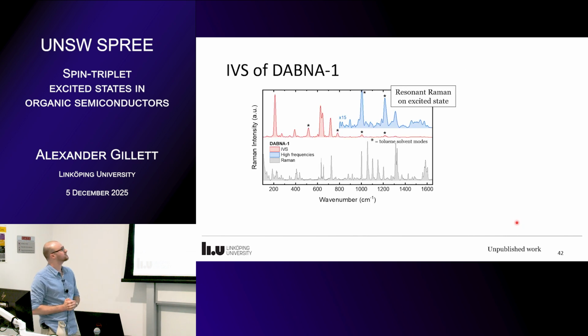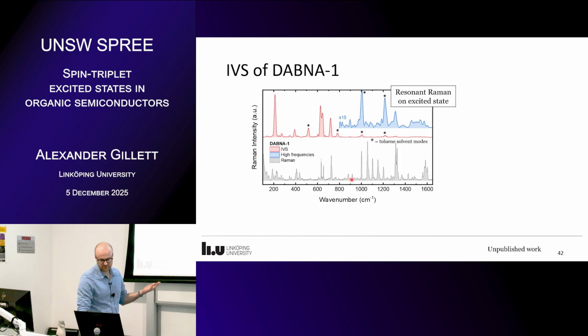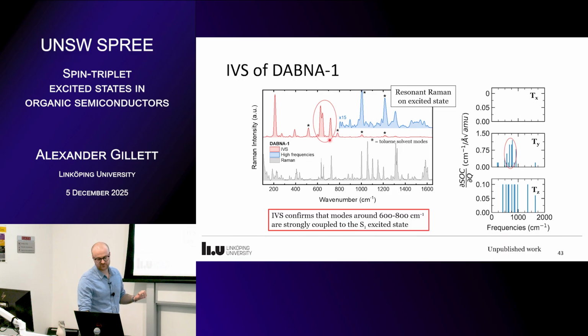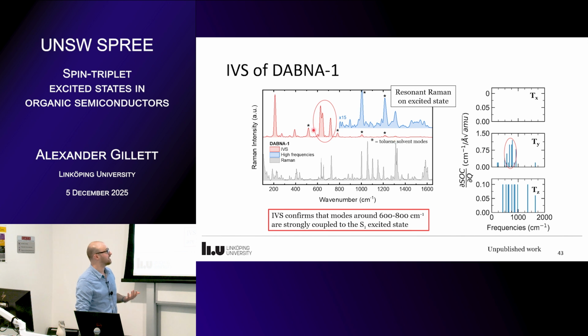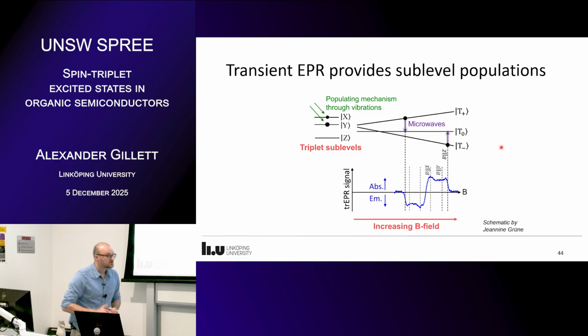So we did our IVS measurement on the Davlin-1 molecule. I'm showing the ground state Raman here, just for reference, and the red is our excited state Raman spectrum, if you want to think of it like this. What we find, in good agreement with our calculations, is that you see this cluster of modes around the 600 wave number range, which seem to be strongly coupled to our S1 state and therefore appear in the IVS spectrum. And at least it gives some initial evidence that these calculated modes around these wave numbers are indeed present and they are coupled to the excited state. So that's very nice.